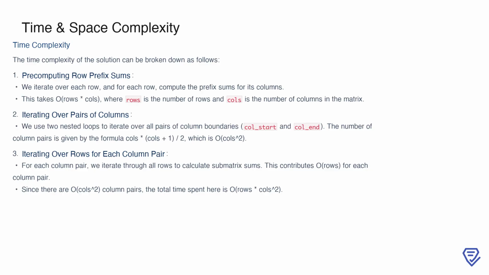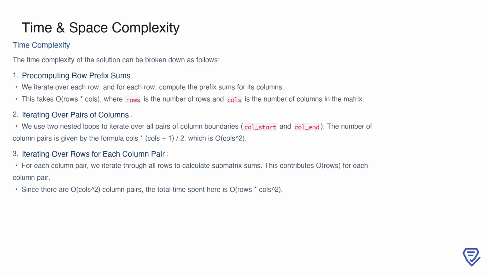Since we process every cell of the matrix exactly once during this step, it requires rows * cols time, where rows refers to the number of rows and cols refers to the number of columns in the matrix. Next, we look at how we iterate over pairs of column boundaries. Using two nested loops, we generate all possible pairs of columns, which amounts to cols * (cols + 1) / 2 pairs. This simplifies to cols^2.